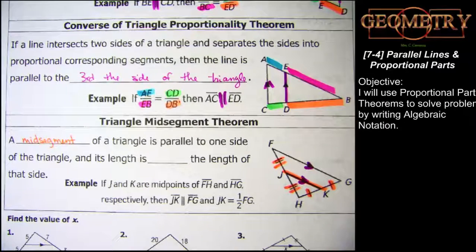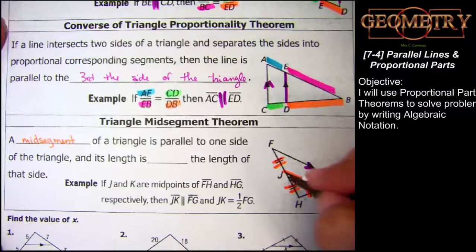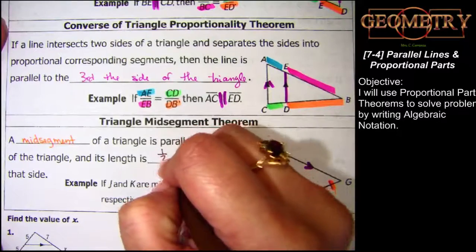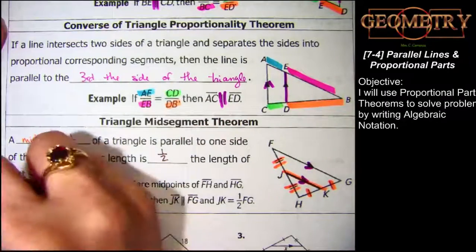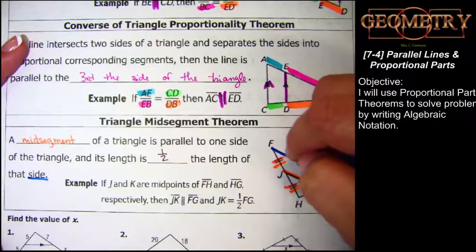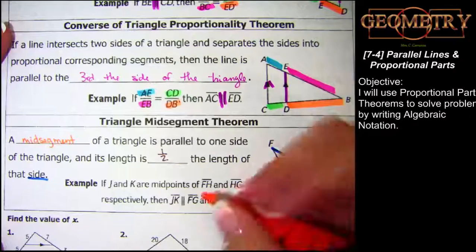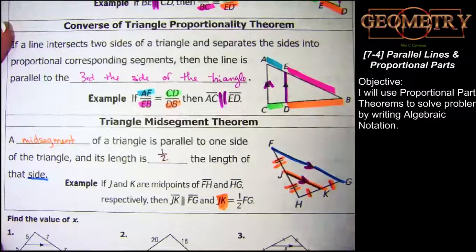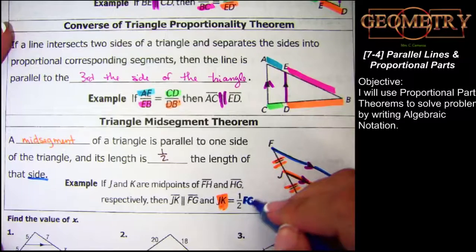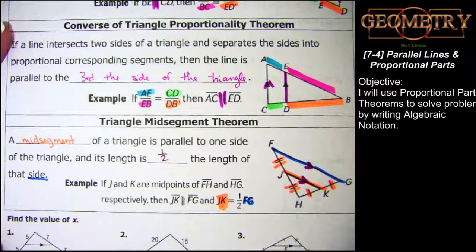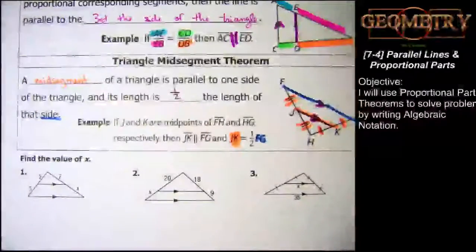When you have this setup, the length of the midsegment is going to be 1/2 the length of the side that it is parallel to. Here's your formula. Midsegment is 1/2 of the side that it's parallel to. That's it. That's the whole formula. All right, let's do some practicing.